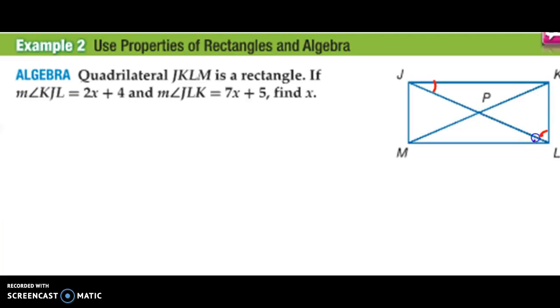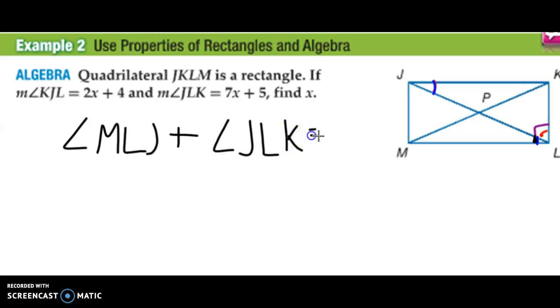So this is what we're going to look at. We know that that has to be a right angle, right? And our angle KJL and angle JLM are going to have to be equal to each other. We know that because it's a transversal that cuts the two in half. Those are alternate interior angles, so they're going to be equal to each other. So we know that angle MLJ, which is this one right here, plus angle JLK are going to add up to 90.